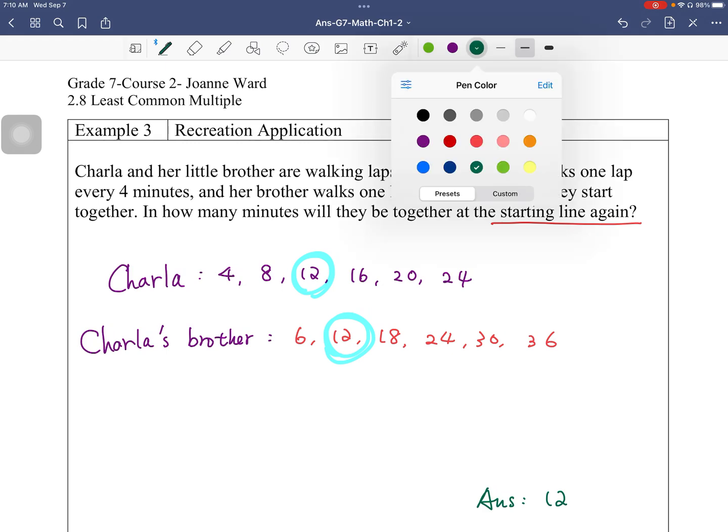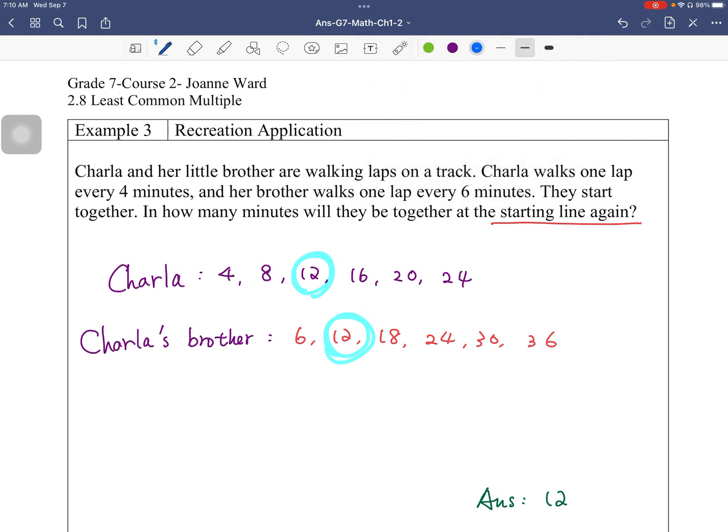And I can also verify it by finding the common multiple using the short division. I divide by 2, and this is 3 and 2. So this equals 2 times 3 times 2, which is 12 minutes. That's it.